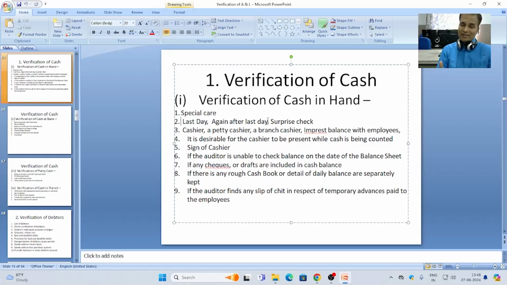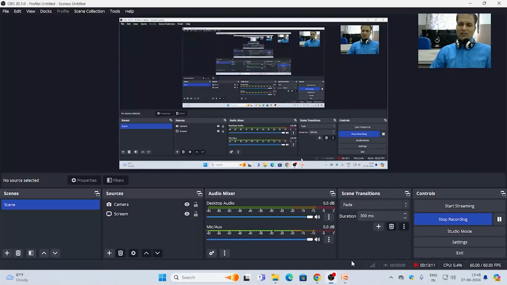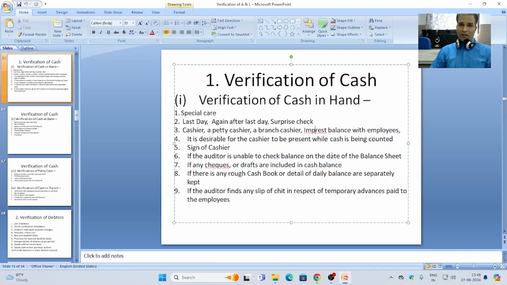It is also expected from the auditor that he should go for a surprise check, because a surprise check is an element that provides a moral check, and the employees who are dealing with cash management have a moral pressure and will work properly on cash handling.